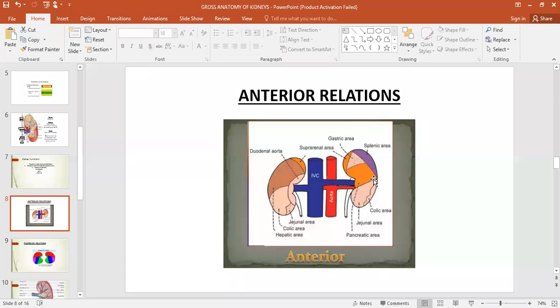And the anterior relations of the left kidney are the suprarenal gland, stomach, spleen, pancreas, colonic flexure or the colonic area, and the jejunum. These are the anterior relations of the left.